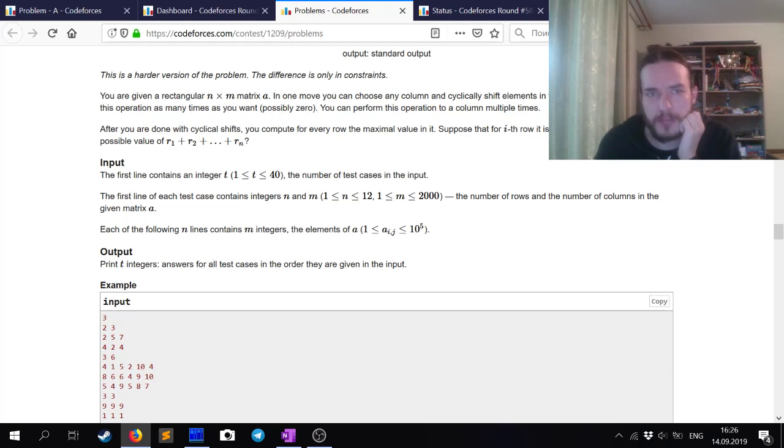Am I missing something? For every row, the maximum value. Why isn't it just? Oh, okay. It's not maximum matching because that doesn't exactly work. Okay.